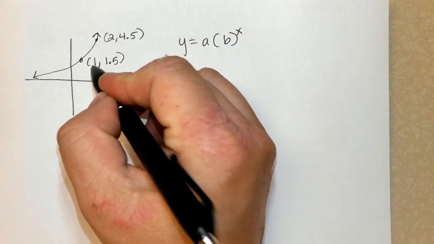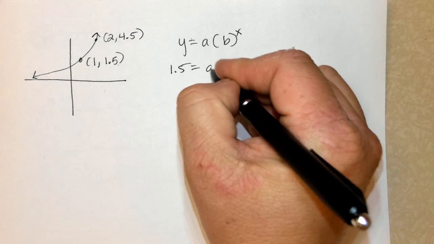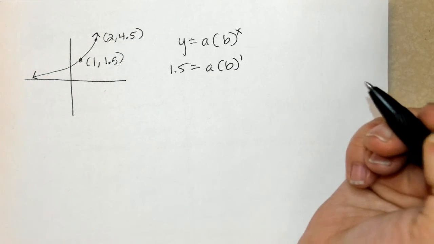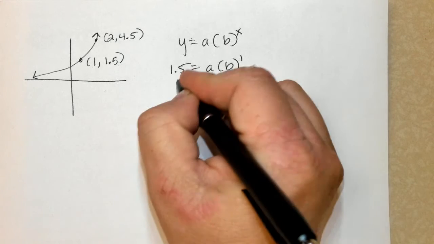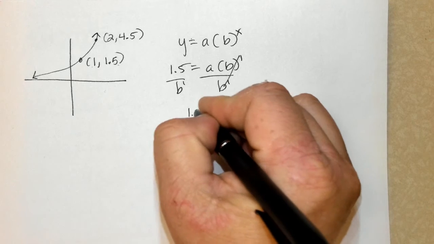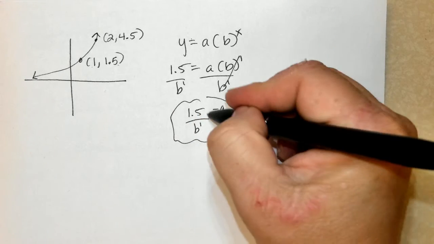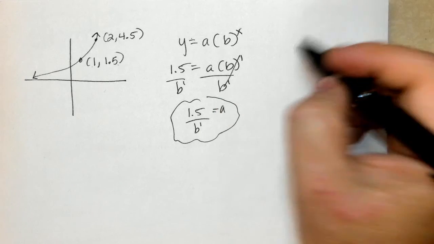Okay, so here we go. I'm going to start with 1. So here's my output: 1.5 equals a times b to the first. Now I'm going to isolate the a by dividing by b. B is happy, so I have 1.5 over b to the first. I'm not going to move it up to the top unless it's at a negative exponent.